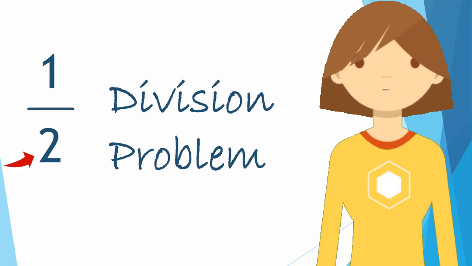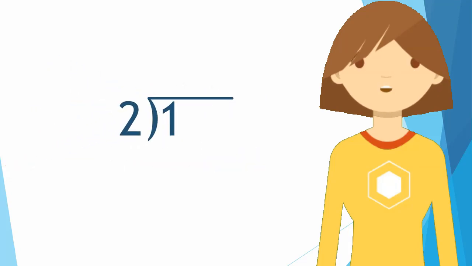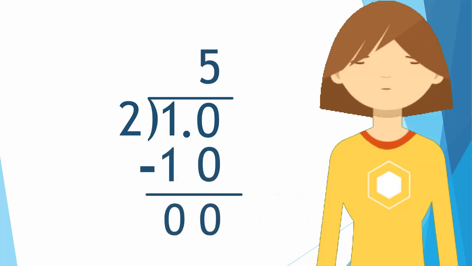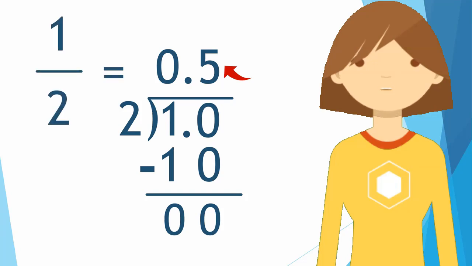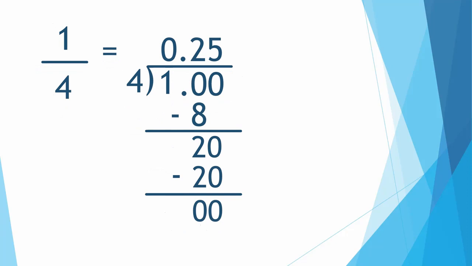Let's convert 1 over 2 into its decimal equivalent by dividing 1 by 2. Since the dividend is less than the divisor, put a decimal point and add a 0 because 1 is the same as 1.0. Now we know 5 times 2 is 10. Since the dividend has one digit to the right of the decimal point, the quotient should also have one digit to the right of the decimal point. So the decimal equivalent of 1 by 2 is 0.5. Similarly, the decimal equivalent of 1 by 4 is 0.25.